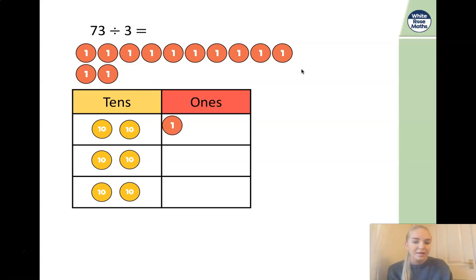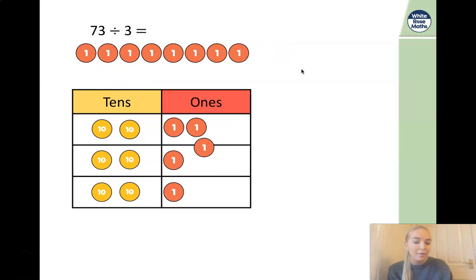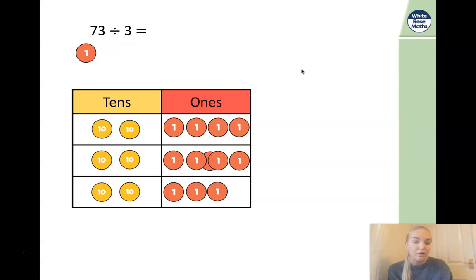So I'm going to put them in now, making sure that I have an equal amount of counters in each of my rows. I can see that I'm left with 1. So I have got 2 10s and 4 1s, which means I have got 24, but I've got this one remaining. So 24 remainder 1 is my answer.